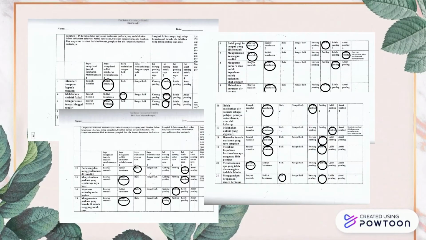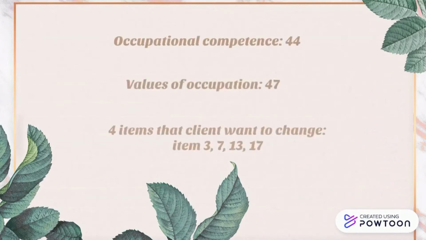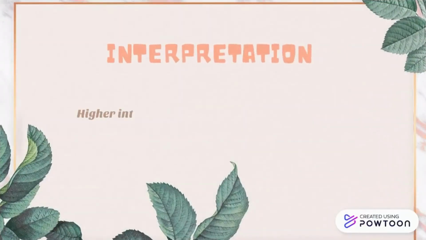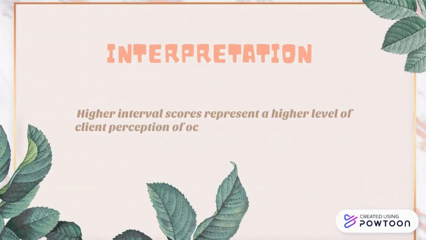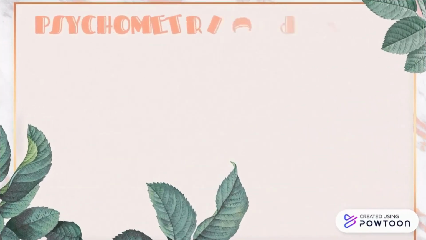This is the scoring from the client. Total up the values for occupational competence and values of occupation. Occupational competence is 44. Values of occupation is 47. The items that the client wants to change are items 3, 7, 13, and 17. Interpretation: higher interval scores represent a higher level of client perception of occupational competence and a higher degree of value or importance. Psychometric properties.